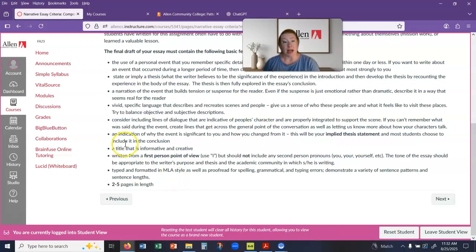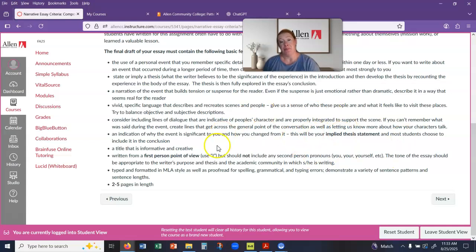You can include dialogue if you want. It's not required, but it is a good idea to include things that people said, because it does make the story feel a little bit more real for the reader. Plus, it's good practice because later on we'll be using quotations from sources, and dialogue works the same way. So dialogue is what people say, and you put it in quotation marks with a tag that tells us who said it, right? And so you'll include that.